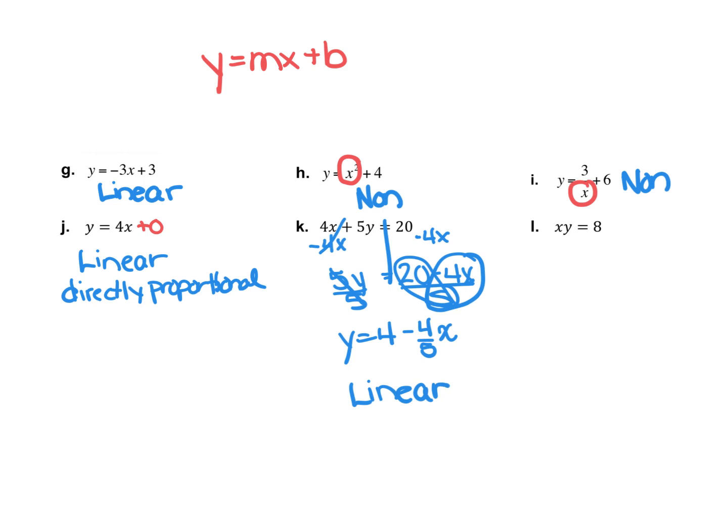All right, so for letter L, we have x times y is equal to 8. For this one, let's go ahead again and get the y all by itself. And since that x is multiplying the y, let's divide both sides by x so we can isolate the y. So y is equal to 8 all over x. Now remember that we said that if the x ever goes to the bottom of a fraction, that makes it nonlinear.